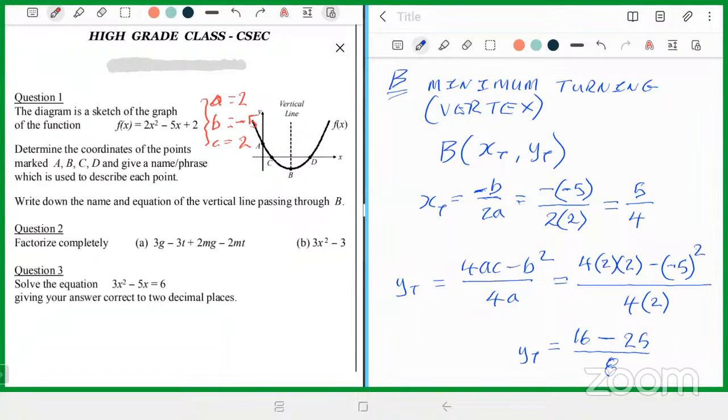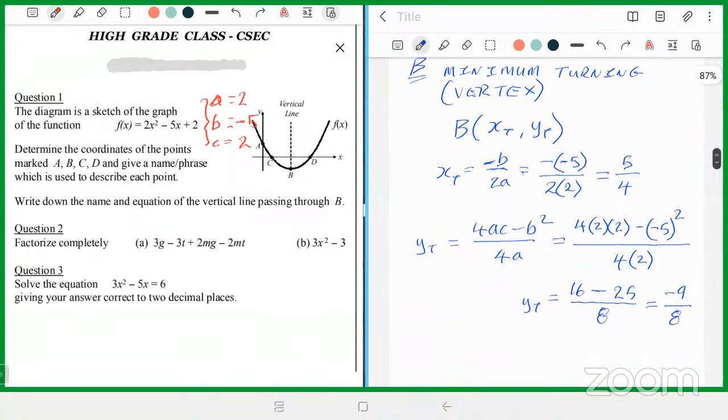And then we will simplify this. 16 minus 25 is negative 9. And you're dividing that by 8. And we can leave the values like this and place them now as coordinates. And so the coordinates of B, it means that B is the point 5/4 is the x value at the turning point, and negative 9/8 right here is the y value at the turning point. And so that completes the work for B.